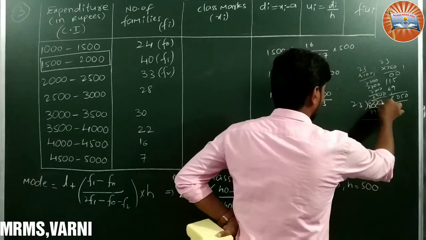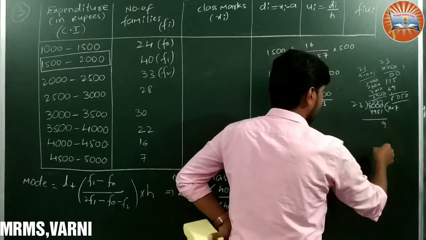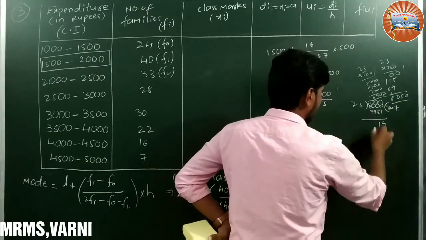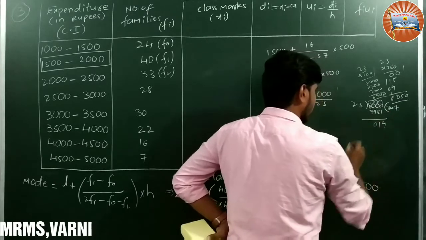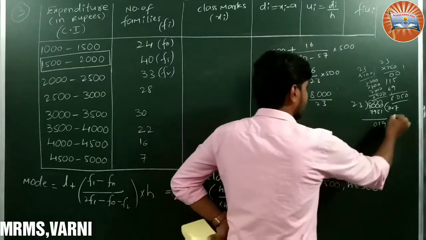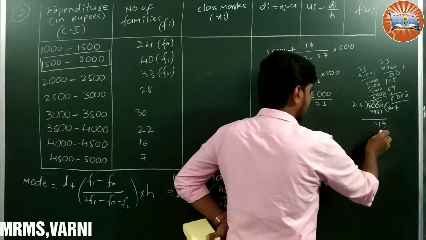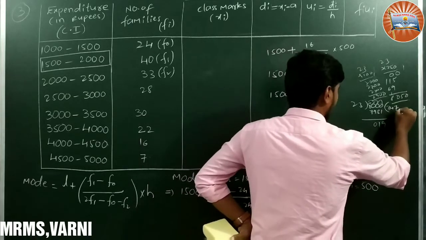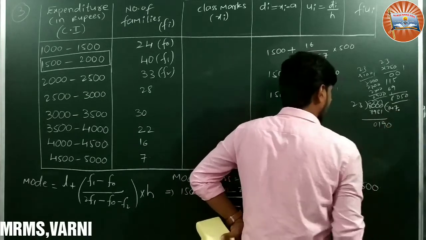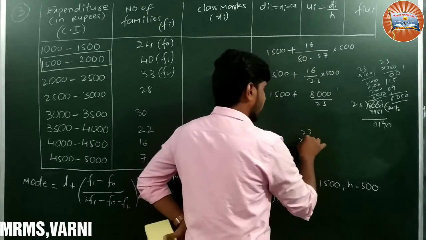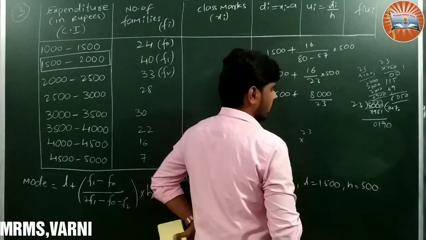Subtraction. 10 minus 1 is 9, 9 minus 8 is 1, 9 minus 9 is 0. 19 is the remaining. So 19 is smaller than 23. Take a point here and 0 here. 190.